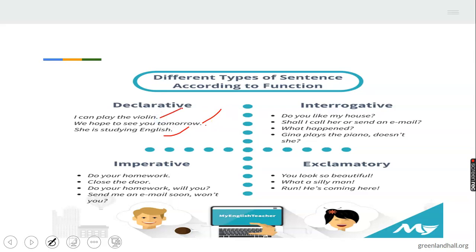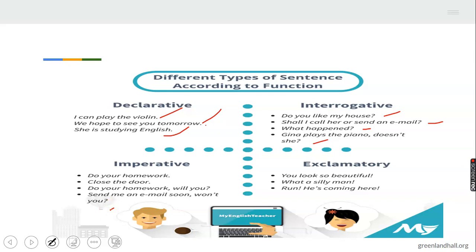Then interrogatives, ask question. Do you like my house? Shall I call her or send an email? What happened? Jenny plays the piano, doesn't she? Questions. Then imperative, do your homework. Okay, it's an instruction. Close the door is an instruction. Do your homework, will you? It's also, you can see the question mark ending that one. Then send me an email soon, won't you? Okay, it is an instruction, but anyway has the question mark.